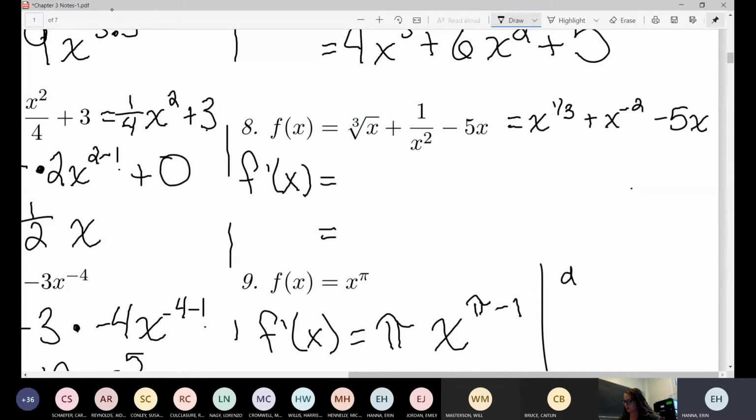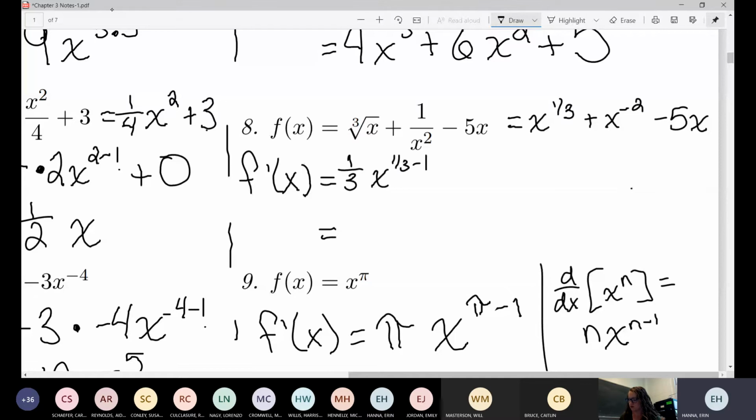And now that I do that, let me just write down our power rule over here so I can refer to it. So our power rule says essentially bring the power down into the front and then subtract 1 from it. So if I have x to the 1/3, I'm going to bring that 1/3 out to the front. I'm going to take 1/3 and subtract 1 from it. And then I'm going to add that to the derivative of x to the -2. So since -2 is my exponent, I'm going to bring that exponent down, and then subtract 1 from it. And then I need to subtract the derivative of 5x.